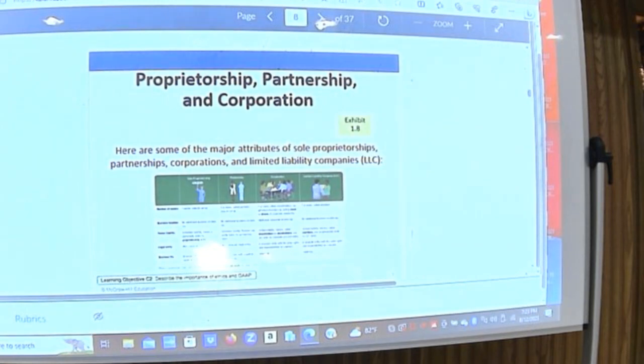Here are some forms of organization. Not going to say a whole lot about that. Sole proprietor, most common, partnerships, corporations, LLCs, limited liability companies. All of these have particular qualities, characteristics, and that's a nice slide there. You might want to go to your textbook and get a better look at that.